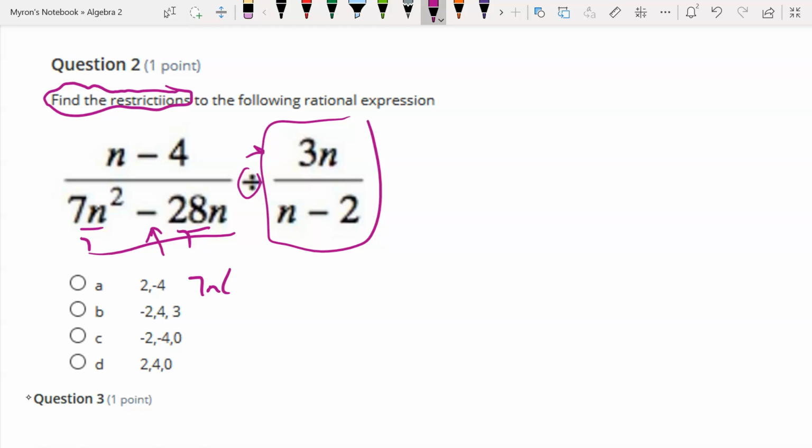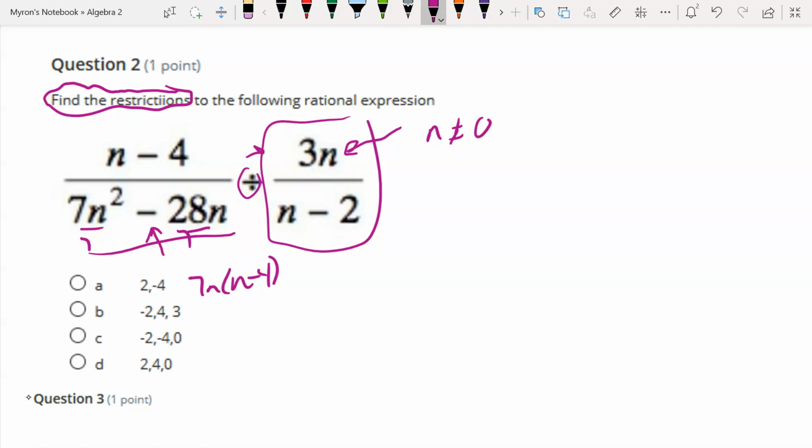7n times n minus 4, right? 28 divided by 7 is 4. So what numbers would cause any of these to be a 0? What would cause that to become 0 for n? N can't be what? What number could you put in right here that would cause that to be 0? 3 times 0. So n can't be 0.